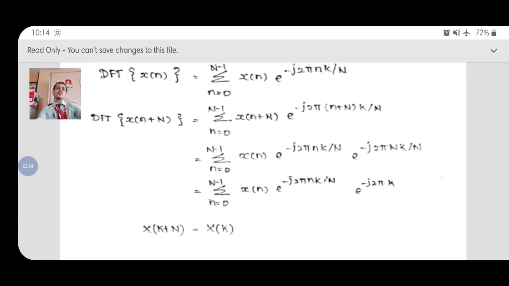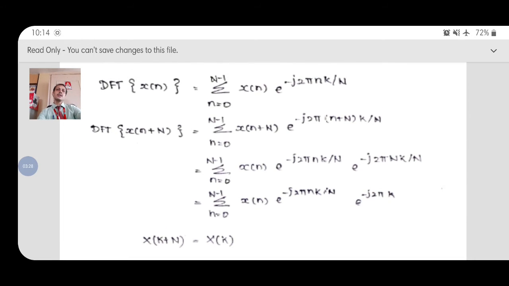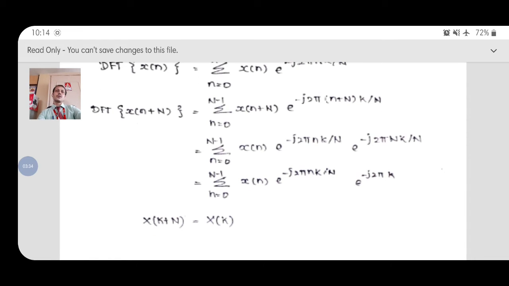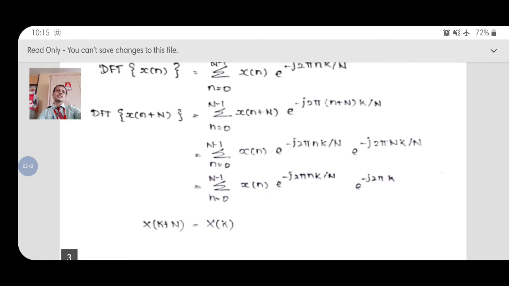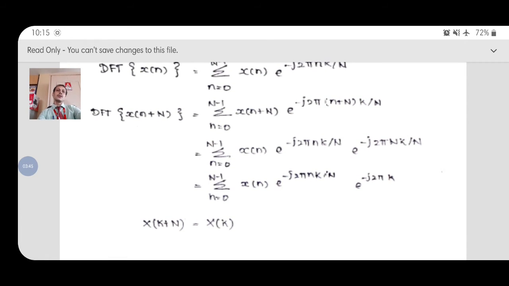We replace small n by n plus capital N. So wherever we have small n, apply n plus capital N. After that we simplify this equation. Summation n equal to 0 to N minus 1, x of n plus N is equal to x of n. This is the condition for x of n being a periodic signal, so we apply x of n plus N is equal to x of n.